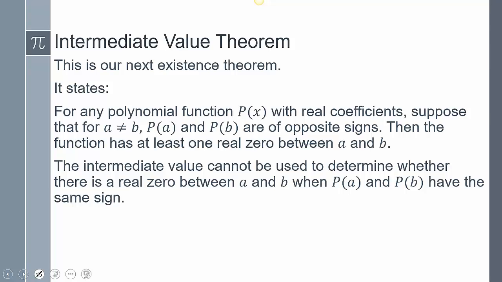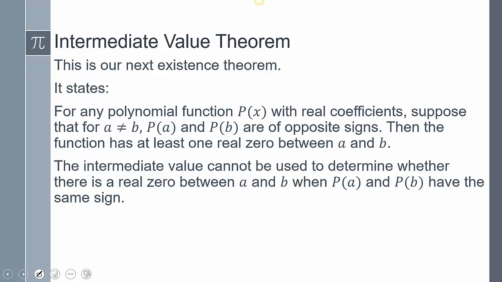It states, for any polynomial function with real coefficients, suppose that a doesn't equal b, so your two x values can't be the same, and p of a and p of b are of opposite signs, meaning one's positive and one's negative, then the function has at least one real zero between those two x values. Now remember, the intermediate value theorem cannot be used to determine whether there is a real zero between a and b when p of a and p of b have the same sign.